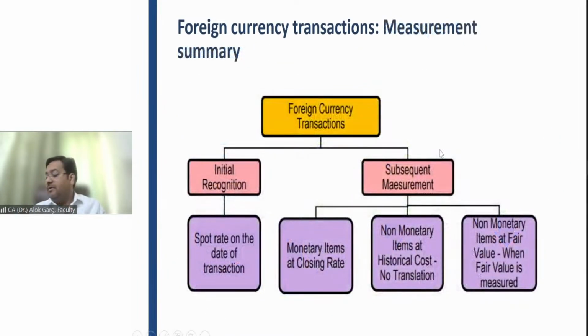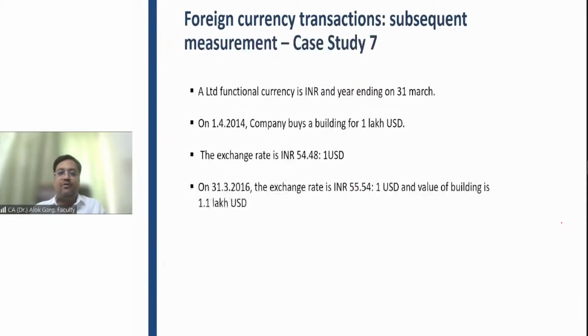So friends, let's understand this with the help of one example. We have discussed foreign currency transactions. Initial recognition will be at the spot rate. In subsequent measurement, monetary items at closing rate. Non-monetary items, if there is no fair valuation, continued at historical cost, like PPE, intangible asset, investment property, inventory, then there is no translation. But if the non-monetary item is recognized at fair value, then subsequent measurement will happen at the exchange rate on the date of fair value.